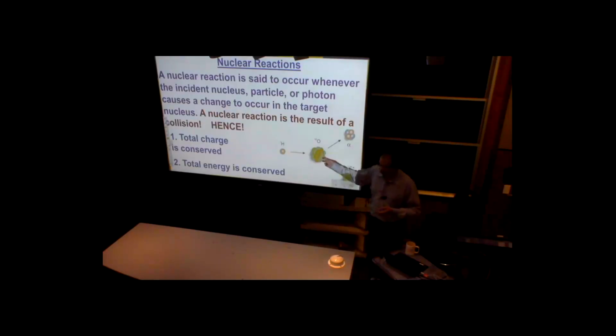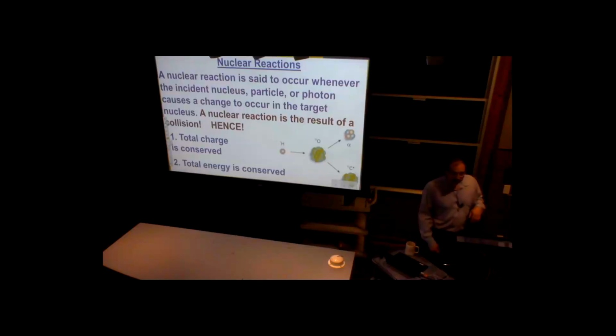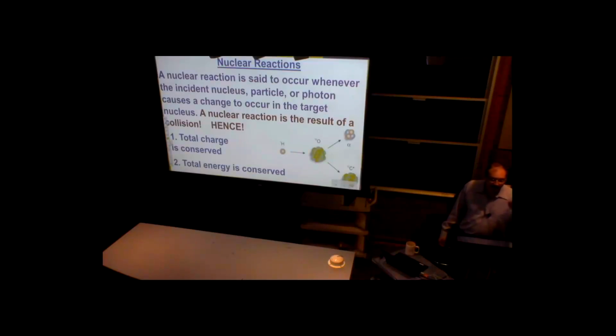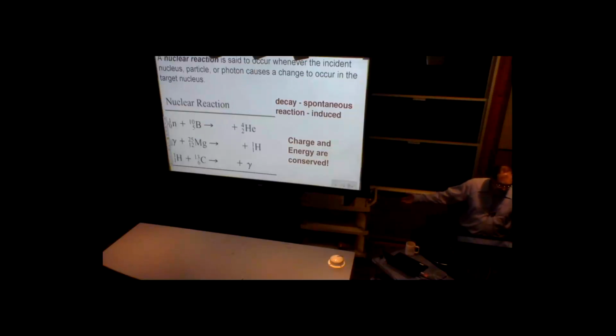We could use alpha particles to shoot, but alpha particles have a charge, so they would be repelled. The best way to excite a nucleus is to shoot a neutron, because a neutron has no charge, so it's not repelled, so it can penetrate inside the nucleus and it explodes. In that case, we say a nuclear reaction is happening.